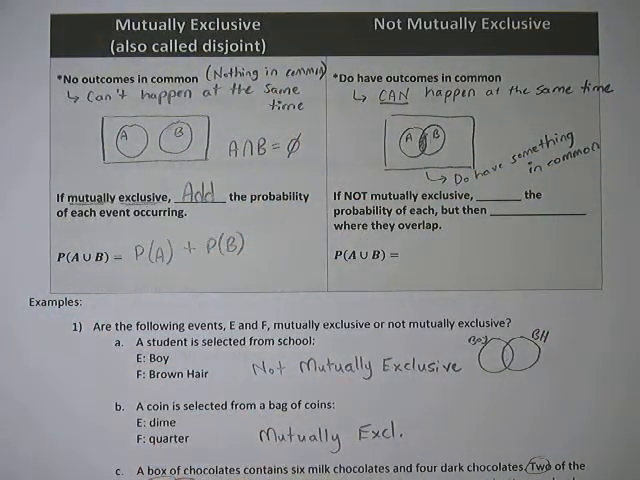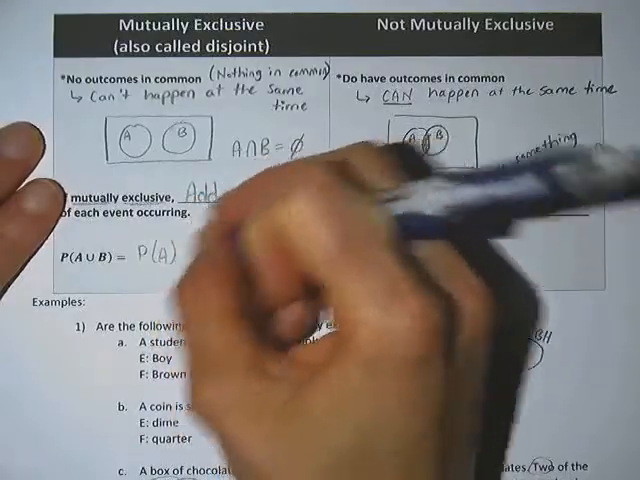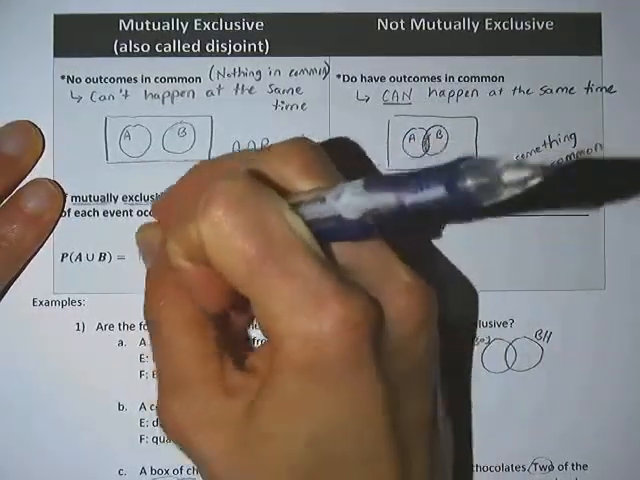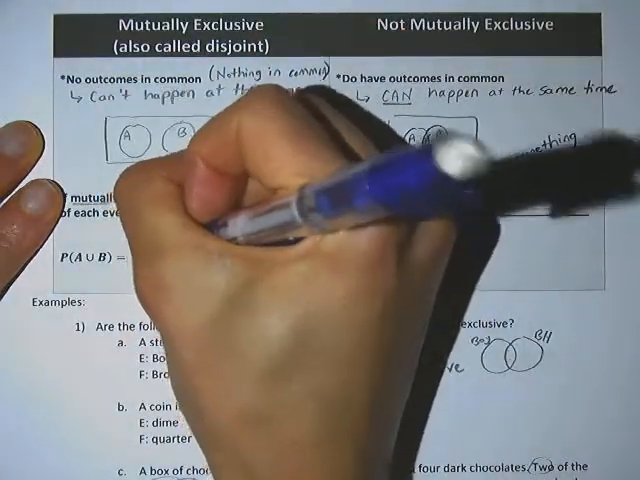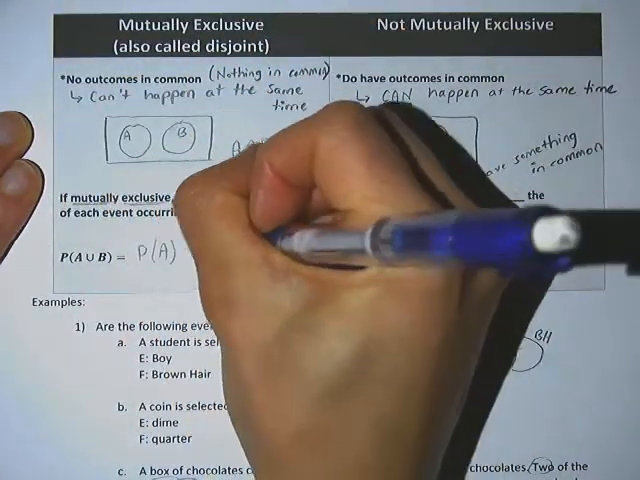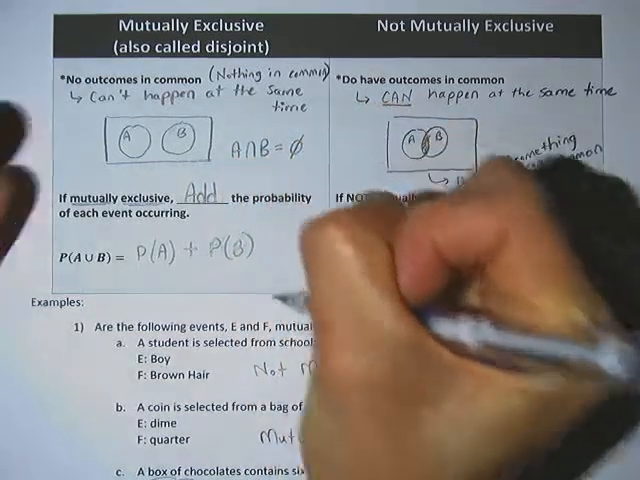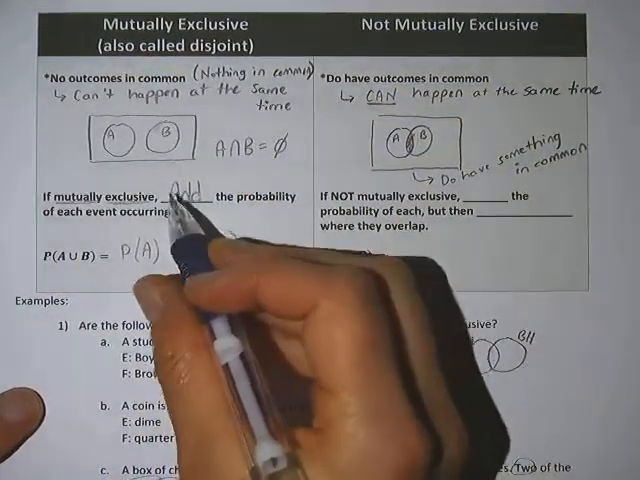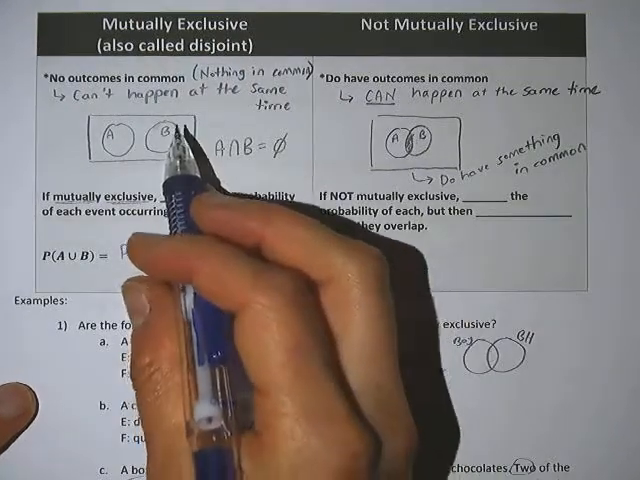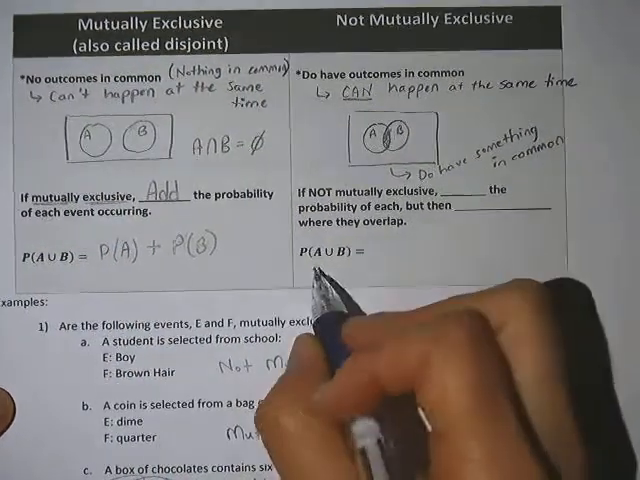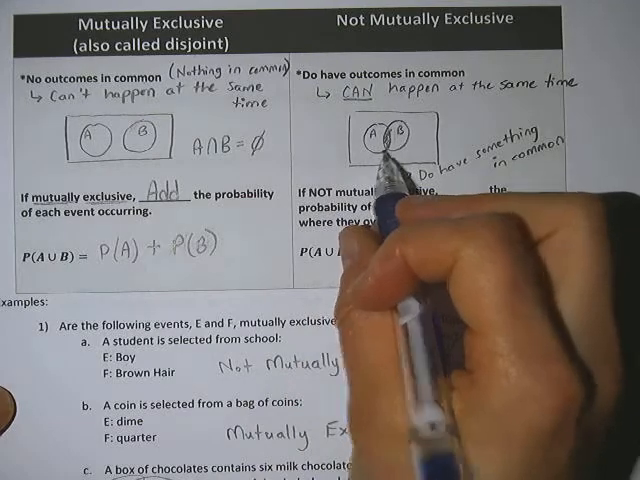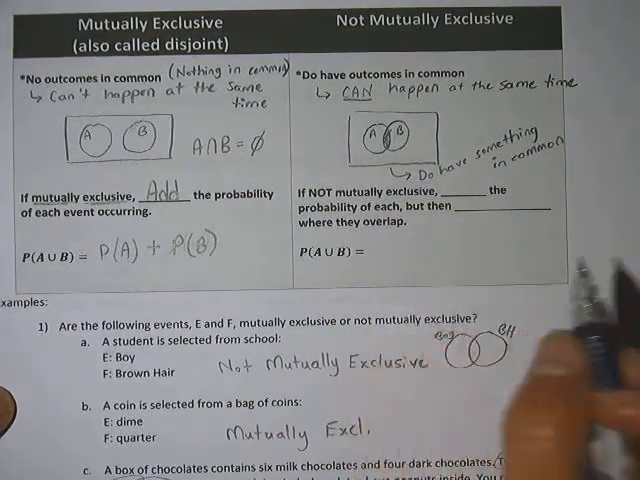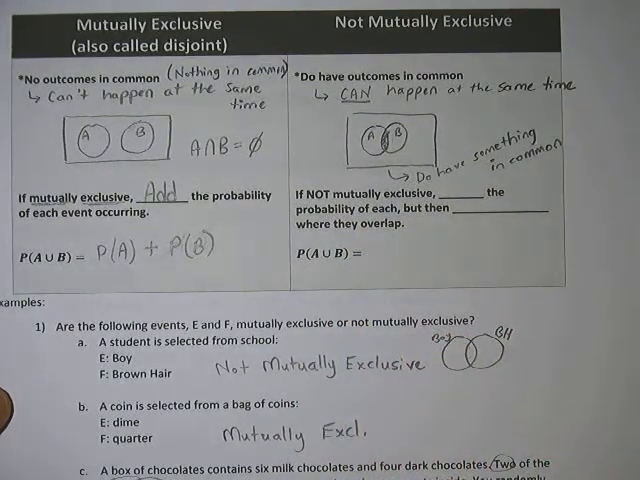Okay? Oh, wow. Just lost my eraser there. All right, so let me organize that a little bit better. Probability of A plus the probability of the other one. That's it. All right. Now, that's if they do not have anything in common or they can't happen at the same time. If they do have something in common, you actually have to do something extra at the end, okay?